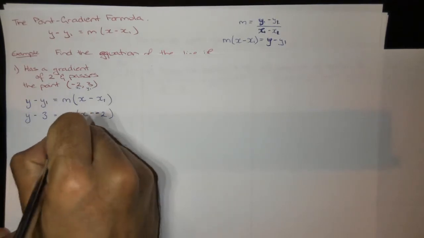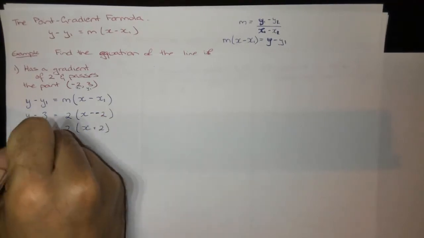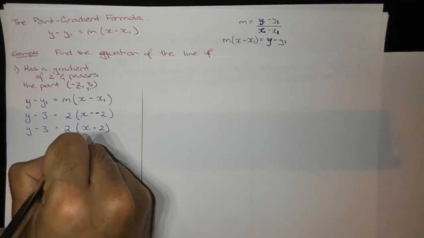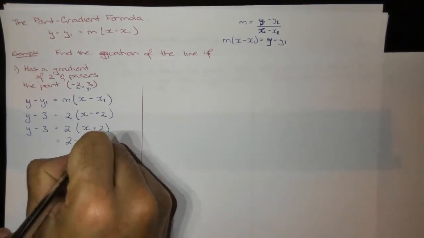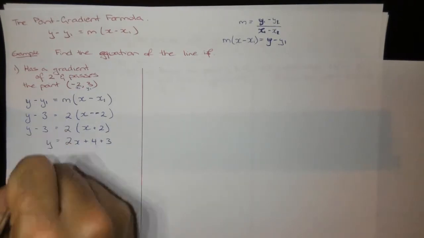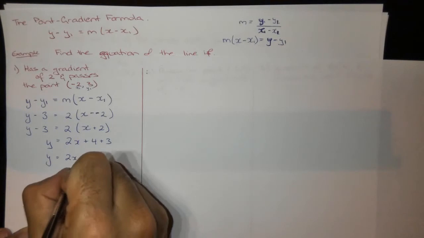So we've got y minus 3 equals 2 times x plus 2. Expand this, that's 2x plus 4. Going to bring that 3 across, plus 3. So y equals 2x, collect like terms, plus 7.